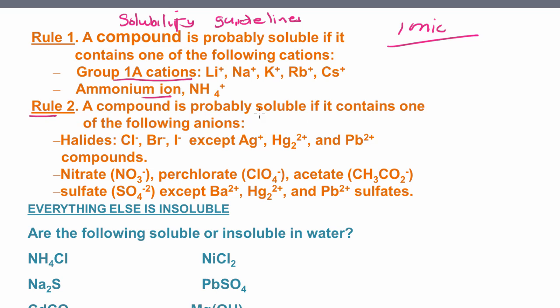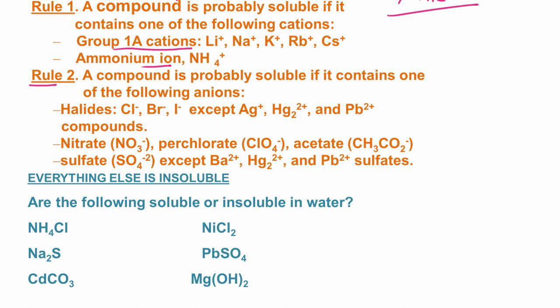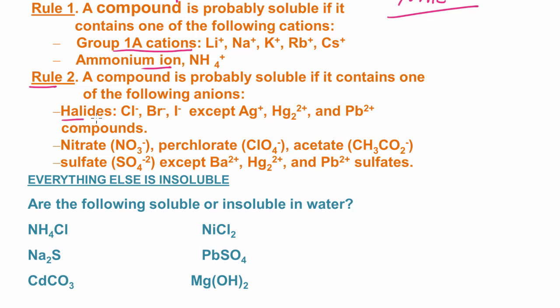Rule number 2, a compound is probably soluble if it contains one of the following anions. A halide: chloride, bromide, iodide. Some exceptions are halide compounds that contain silver, mercury, and lead. Okay? All nitrates, or all compounds that contain nitrates, are soluble. All compounds that contain perchlorate ion are soluble. All compounds that contain acetate ion are soluble. All sulfates are soluble except for ones that contain barium, mercury, and lead. You can consider compounds that contain other ions insoluble.